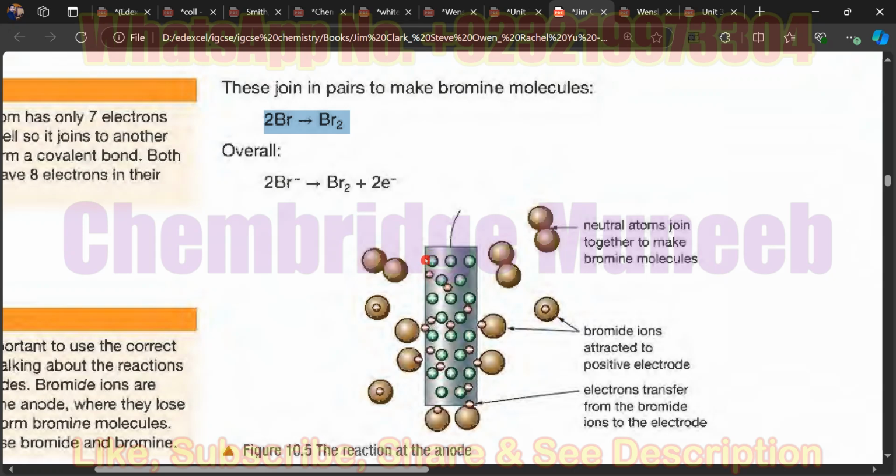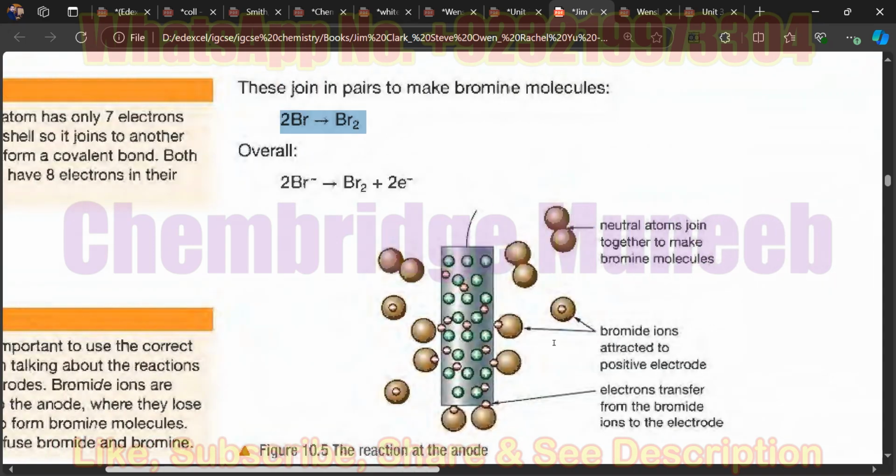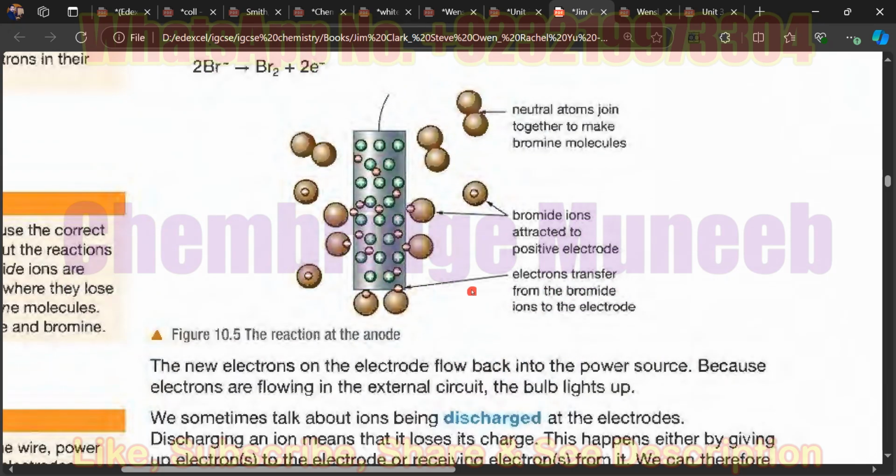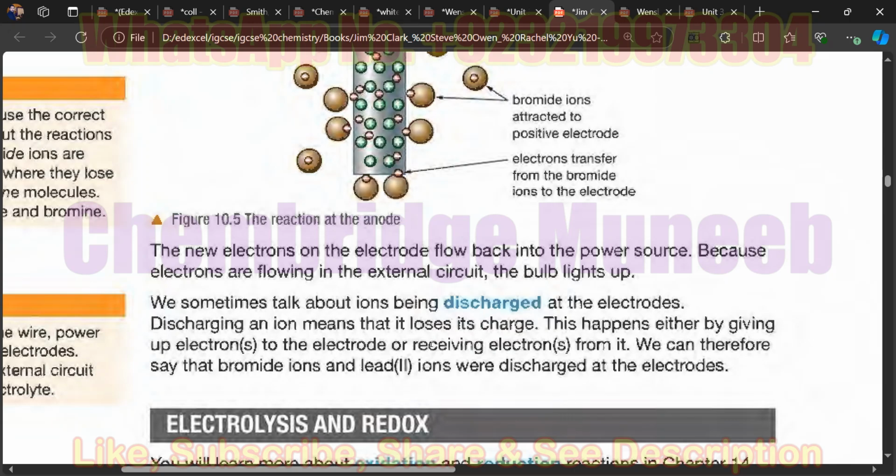Is that clear? Yes. Okay. So that was all about the lead bromide. The new electrons on the electrode flow back into the power source because electrons are flying in the external circuit. The bulb lights up. The electrons were going through the electrodes, and they will go back into the battery, and as a result of this, the electricity will keep in the circuit and it will light the bulb.